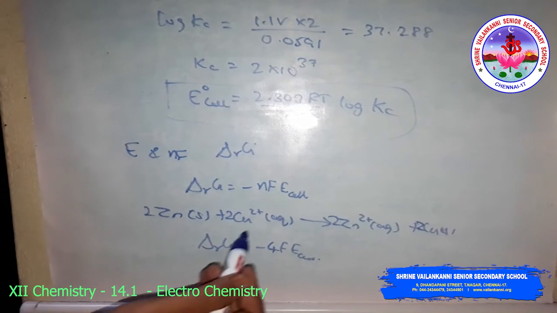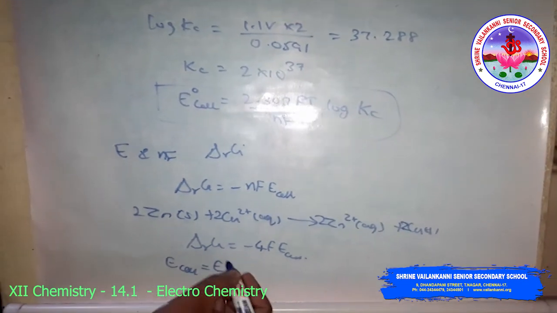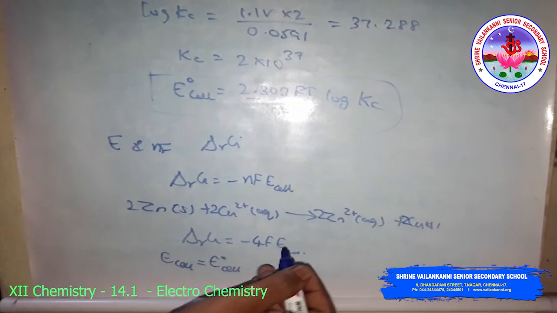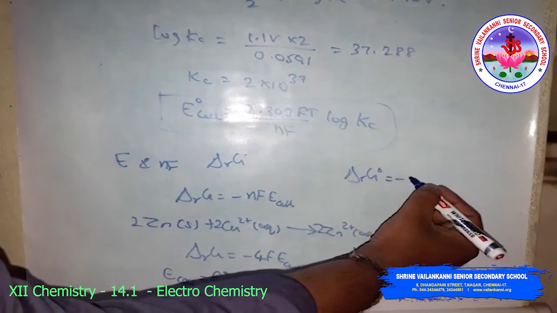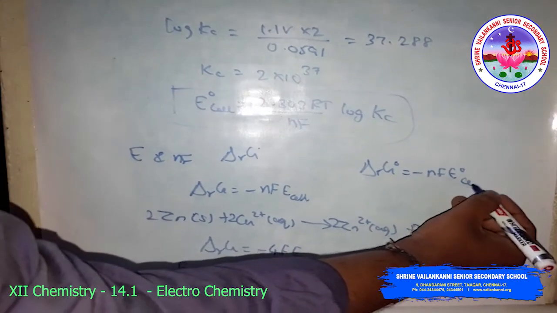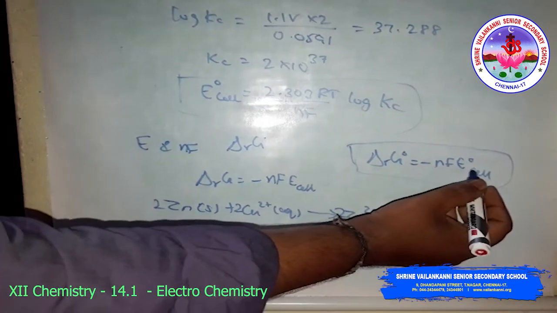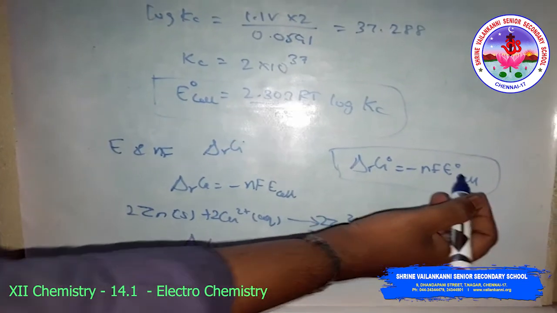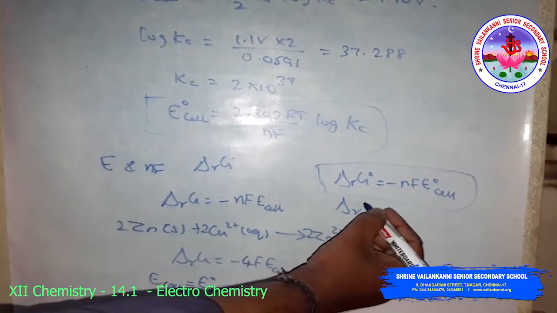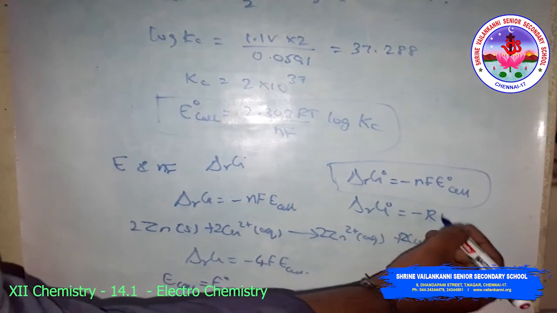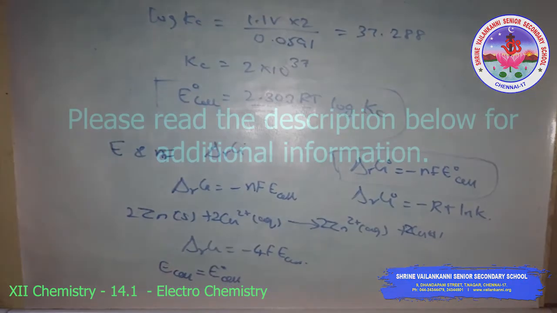So when the concentration of all reacting species is unity, E cell is equal to E naught cell. Okay, and you can write ΔG naught is equal to minus nF E naught cell. This indicates the standard Gibbs energy of the reaction, and this is the standard electrode potential E naught cell. Here n is the number of electrons and F is the Faraday. Or you can write ΔrG naught is equal to minus RT ln K. Okay, students. Next class we will discuss the conductance of electrolytic solution.